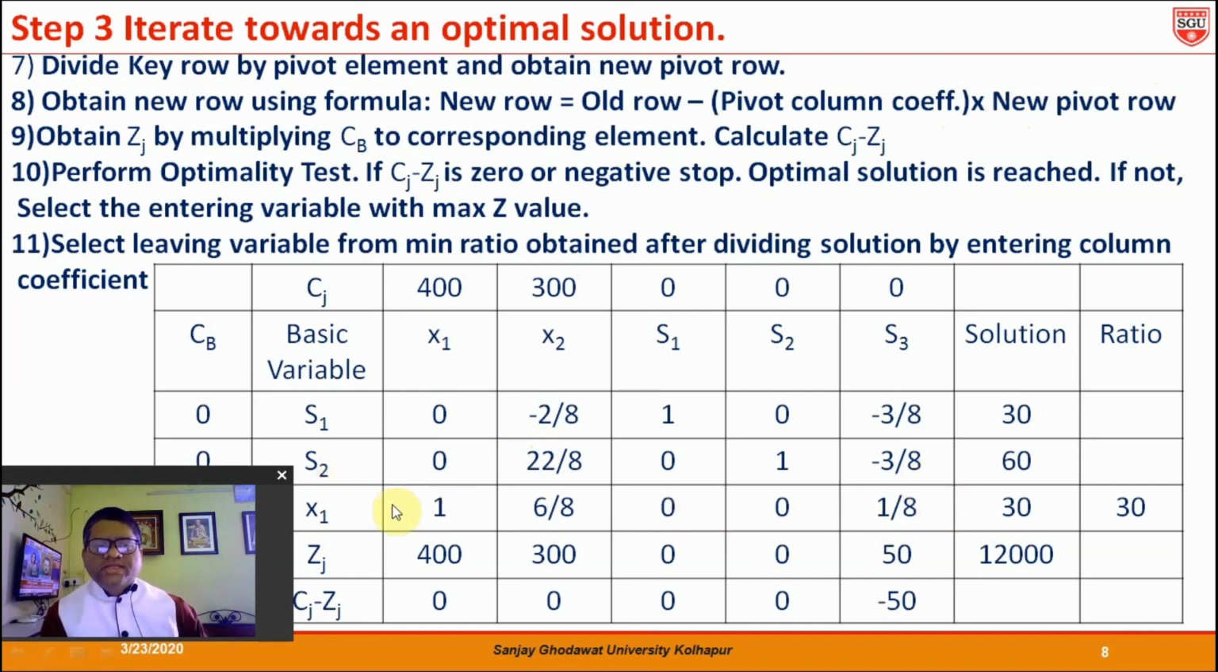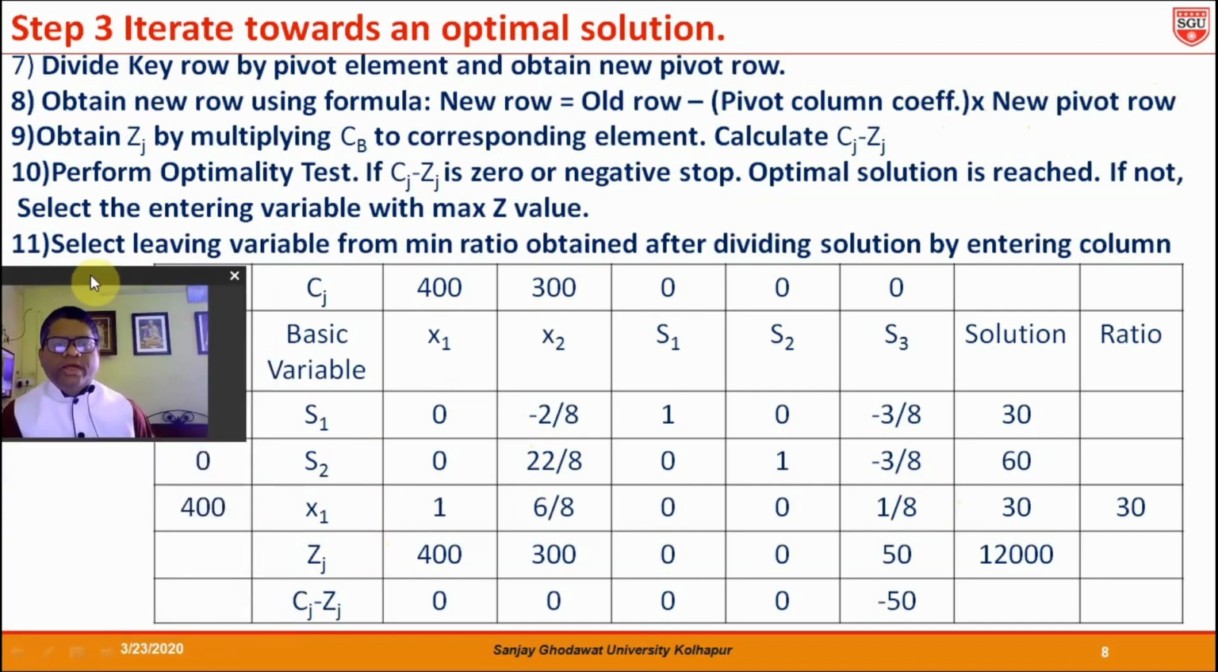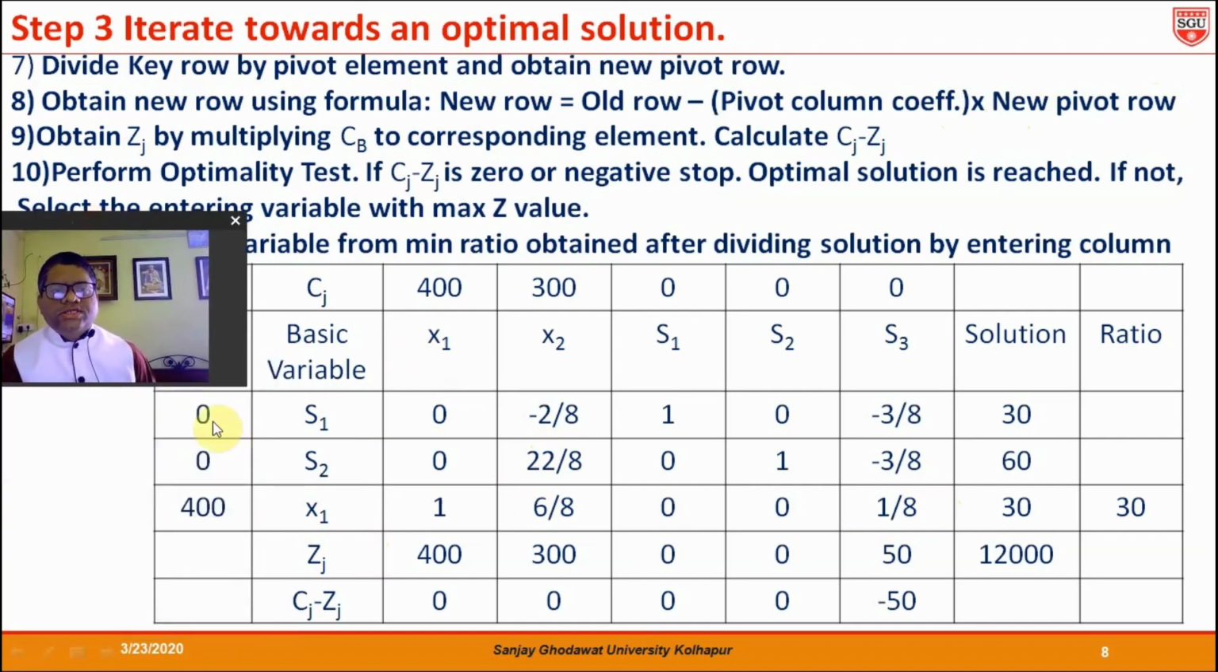And after solving this, again you have to obtain the value of Zj. Value of Zj is simple to obtain. What we have to do here is to obtain the value: 0 into 0 plus 0 into 0 plus 400 into 1, okay, that becomes 400. Similarly, 0 into 2 by 8, 0 into 22 by 8 plus 400 into 6 by 8 will get 300. So, all the values are obtained like this, and then we obtain Cj minus Zj.